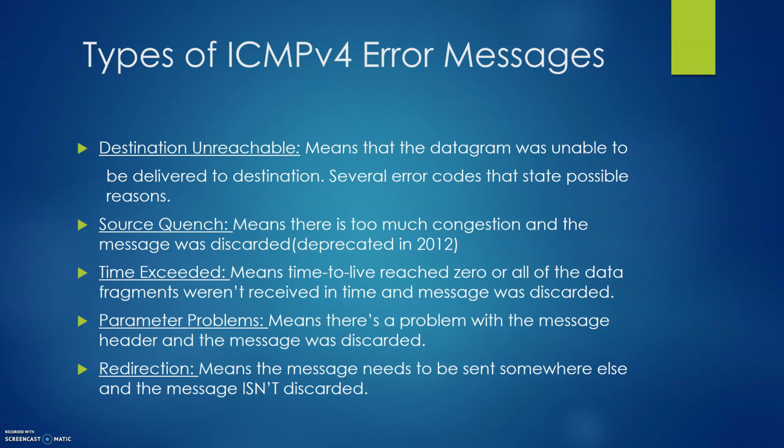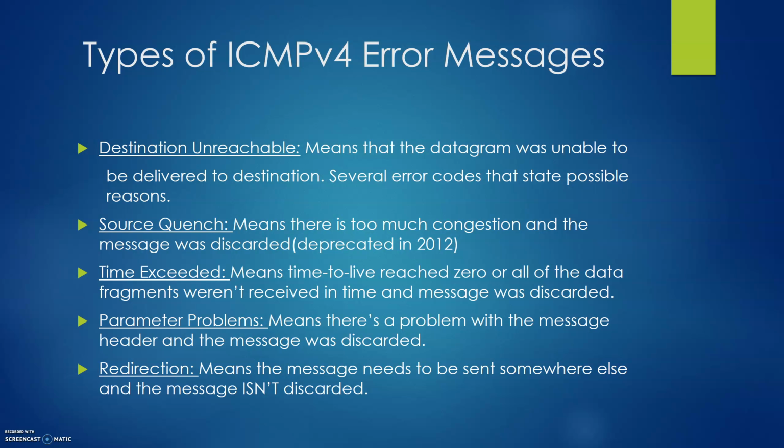Destination unreachable also would discard the message. Time exceeded means the time to live reached 0, or all of the data fragments weren't received in time and the message was discarded. And time to live is just how many hops it goes from one router to the next. So if you have 5 hops, it can only hop across 5 routers total, and after that 5th router it'll just drop the message.